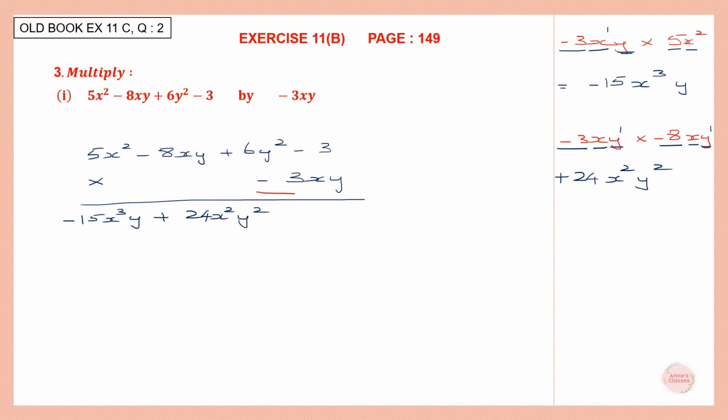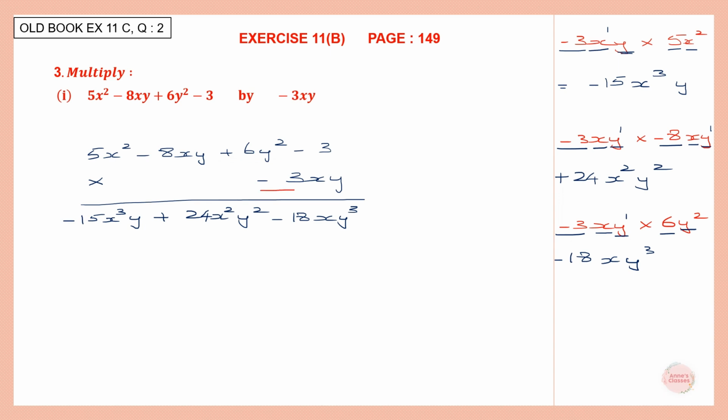Now multiply minus 3xy by the third term. So that is minus 3xy into 6y square. Numerical coefficients minus 3 into 6, minus 3 6s are 18. There's only one x. Now y here we have 1 and there we have 2. So that's y to the power of 3. So minus 18xy cube.